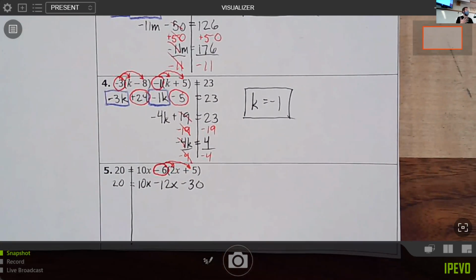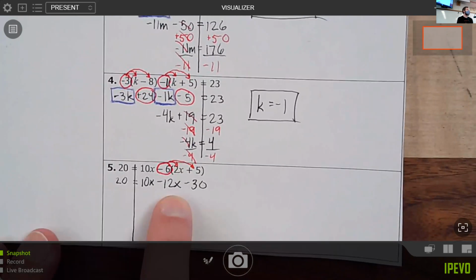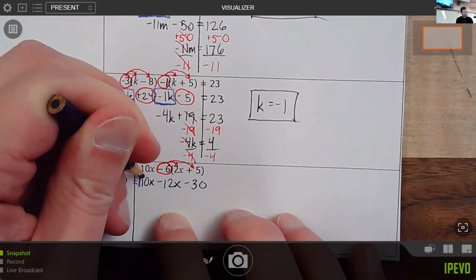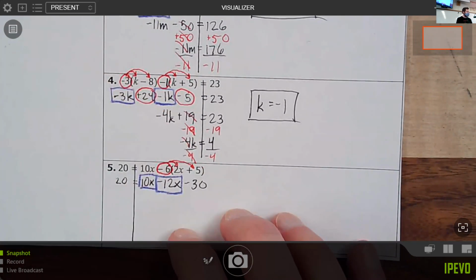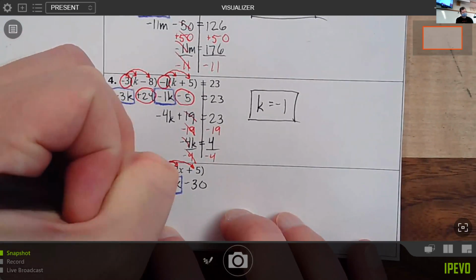So we've distributed. There are no more parentheses. Are there like terms that we can combine here? If there are, they're on the right-hand side because there's only one thing on the left. So do we have like terms over here? What are they? The 10x and the -12x. Yes, so 10x, -12x, those can be put together. 10 minus 12 is -2 with an x, means -2x. So I'm going to have 20 equals -2x minus 30.